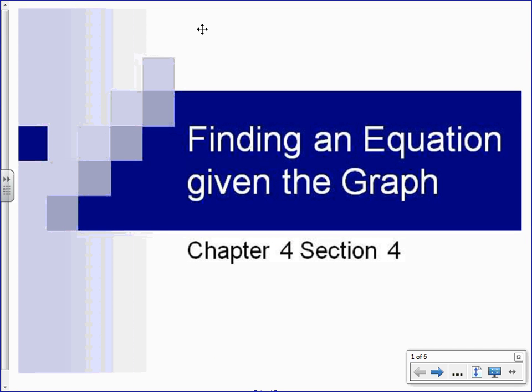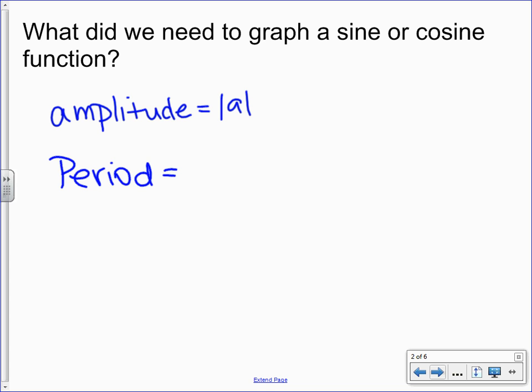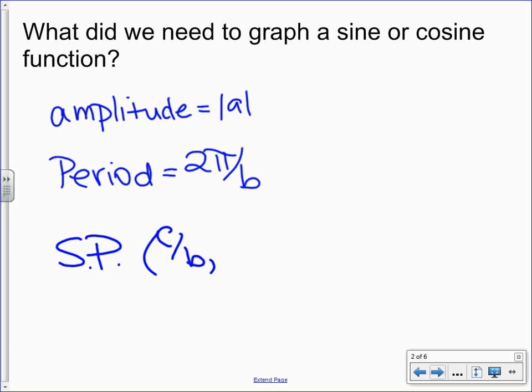Okay. So we're going to find an equation given a graph. What do we need to know in order to be able to graph a sine or cosine? All right, we need to know the amplitude, which we get by looking at A, right? How do we find the period? 2 pi divided by B. What else do we need? Okay, our starting point, we take C over B, D. There's one more thing that we do look at.